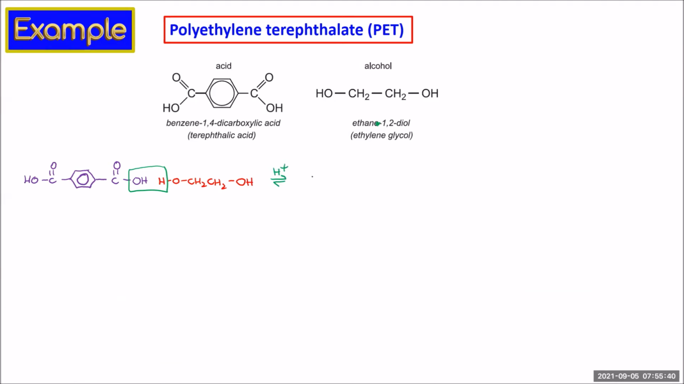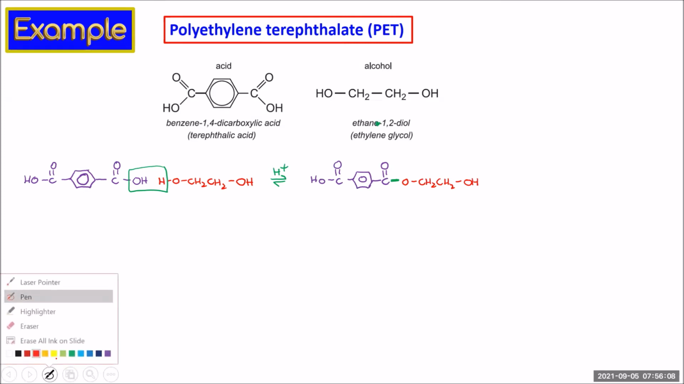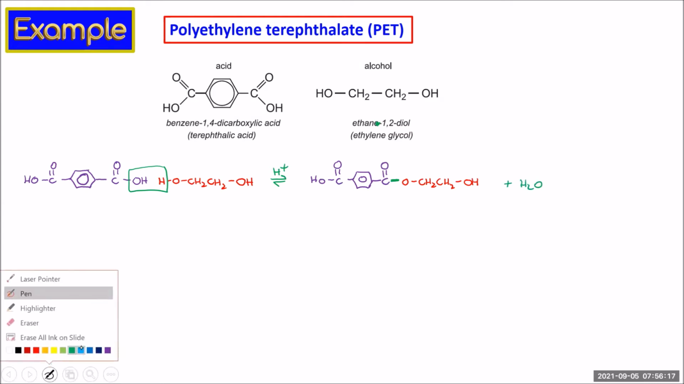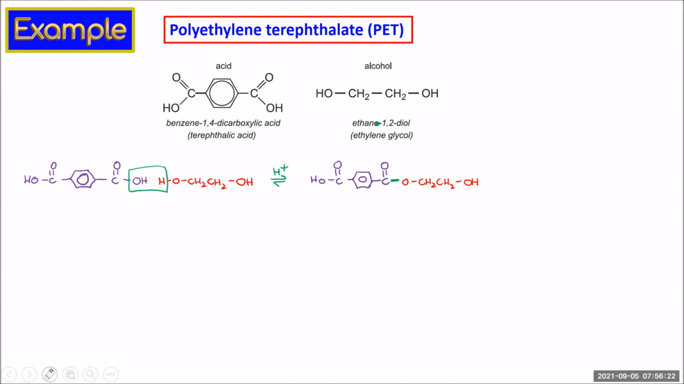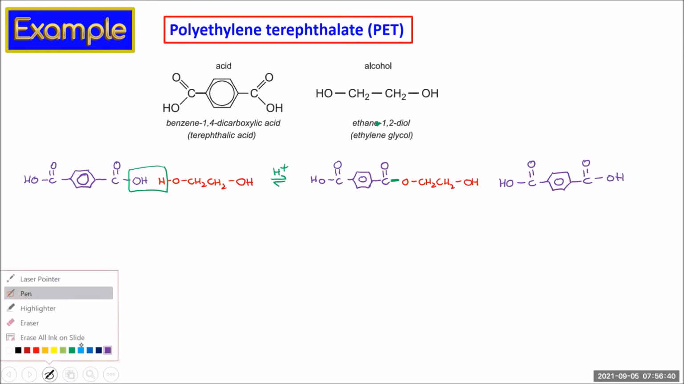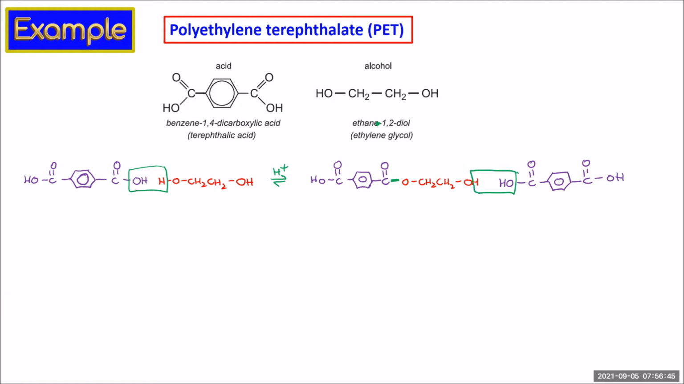And so my product will be the dimer. Here's my ester link that I made. And here is the part that came from the alcohol. And of course, we're going to get water as well. But my dimer can then go on and react again. I'm going to have to go down the page here. Let's get rid of that water so that I can draw the next monomer. So if I have another terephthalic acid, and I eliminate water, then what I'm going to get is the trimer.